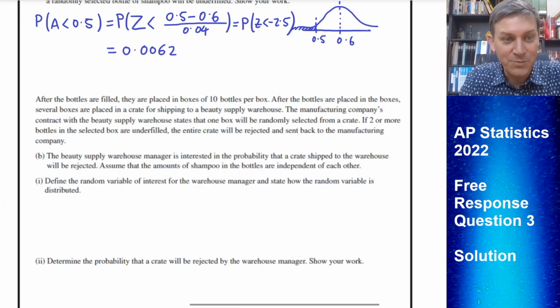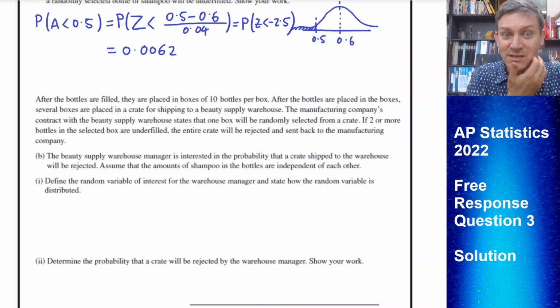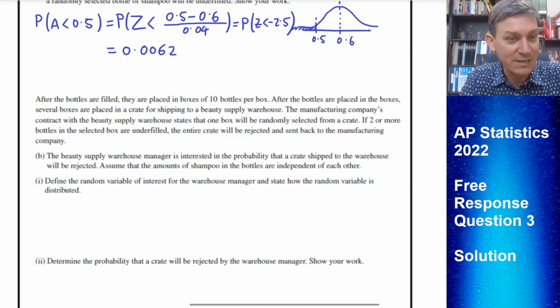B. The beauty supply warehouse manager is interested in the probability that a crate shipped to the warehouse will be rejected. Assume that the amounts of shampoo in the bottles are independent of each other. 1. Define the random variable of interest for the warehouse manager and state how the random variable is distributed.